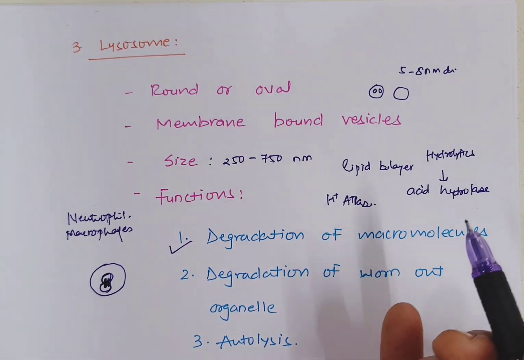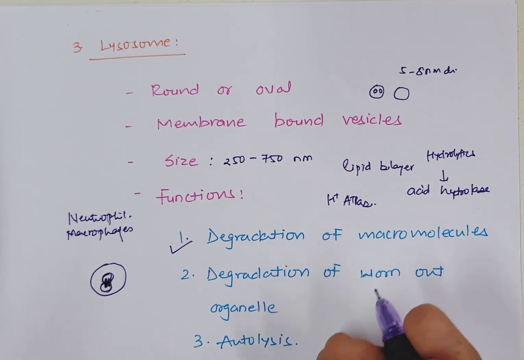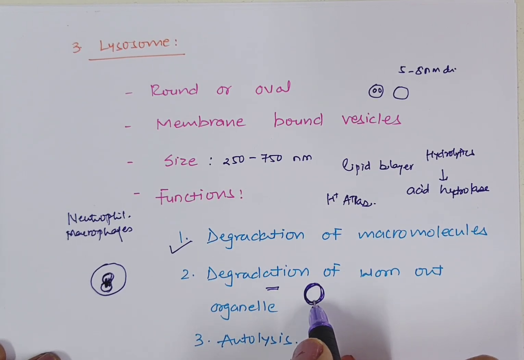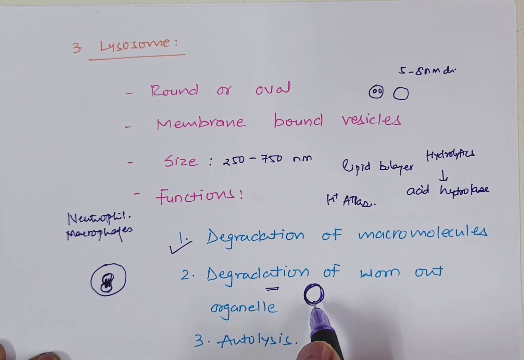The second function is dealing with worn out organelles. Rough endoplasmic reticulum, which we have also discussed, provides wrapping around the worn out organelle, and this wrapped worn out organelle goes to the lysosome where it is destroyed. So that is another important function of lysosome. If there is an excessive amount of secretory product produced by the cell, that is also destroyed by lysosome.